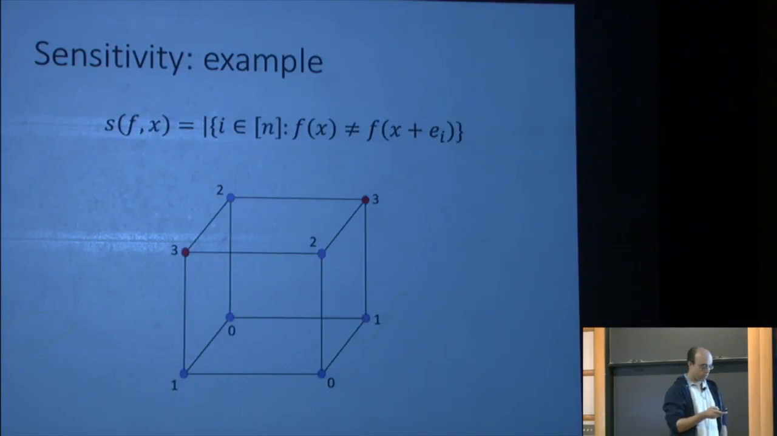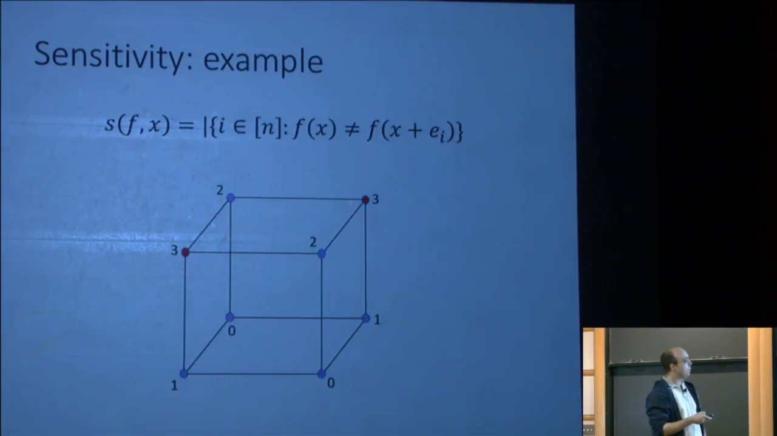So maybe another definition by picture. Suppose this is a Boolean function on a 3-dimensional cube, and unfortunately you can only draw 3-dimensional cubes here. We have some assignment to the nodes, red or blue. Then this node has sensitivity 3, since it has 3 neighbors of different colors. And this one has sensitivity 2, since it has 2 neighbors of different colors and 1 of the same color.